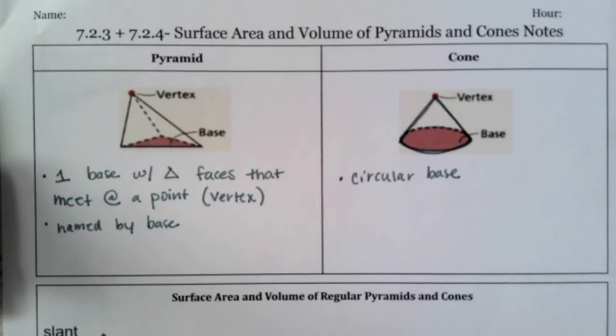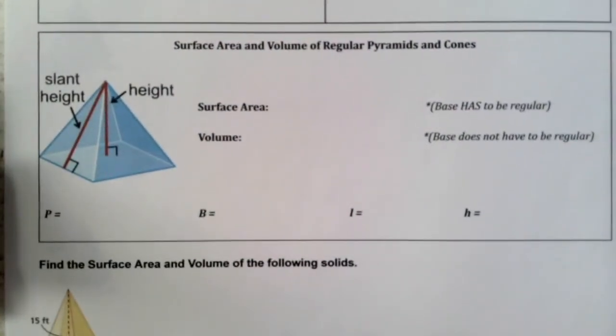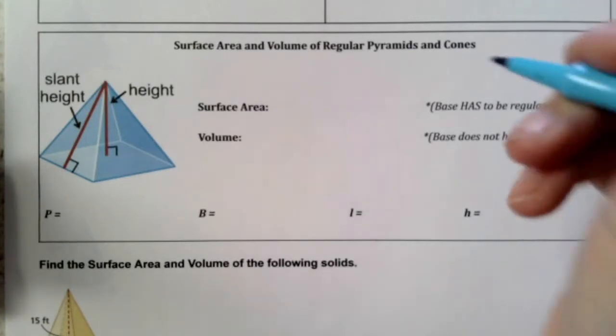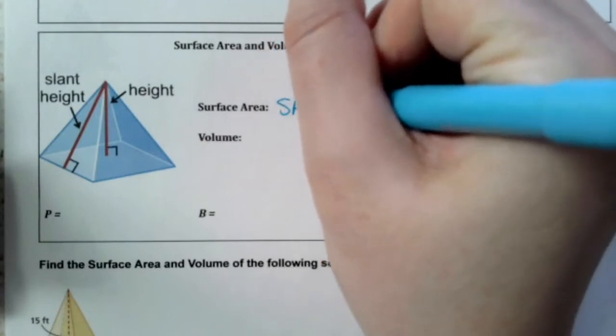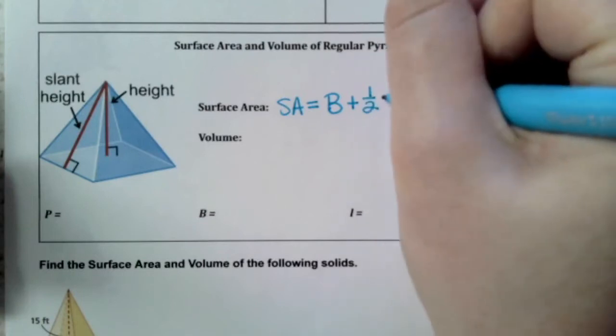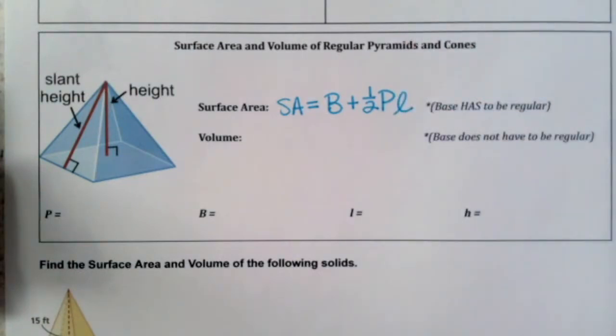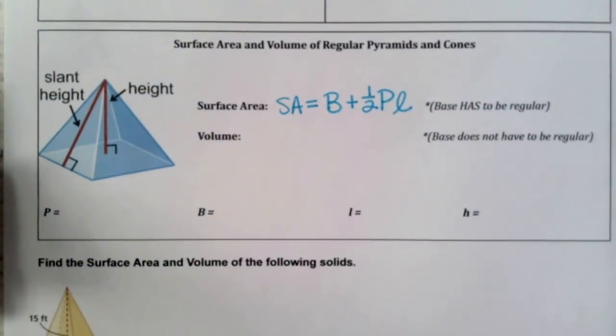So now we are going to talk about the formulas. You're going to be given a bank, like I mentioned in the previous learning target, of all the formulas, and you need to know the difference between each one because they're pretty similar. Today, for surface area and volume, we're talking about the pyramids and cones. Surface area is SA equals capital B plus 1/2 capital P lowercase l, and I usually do that in cursive, because a lowercase l sometimes looks like a 1.